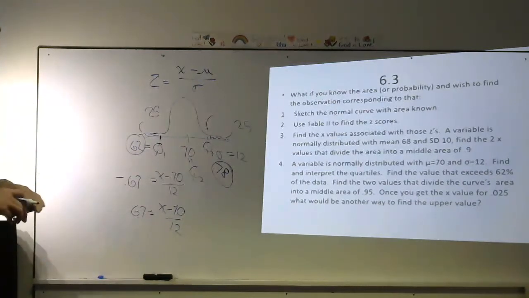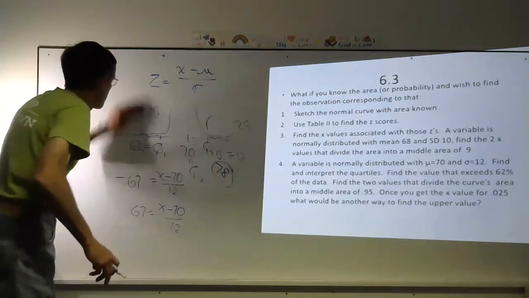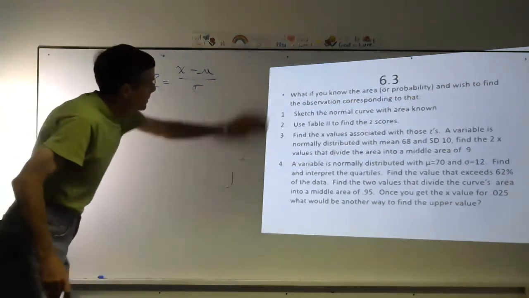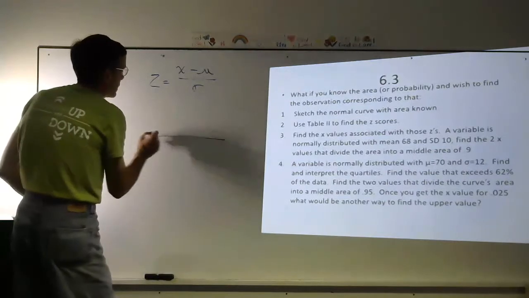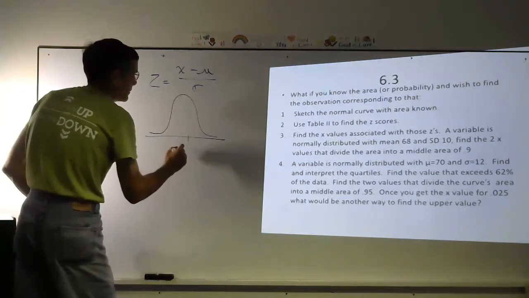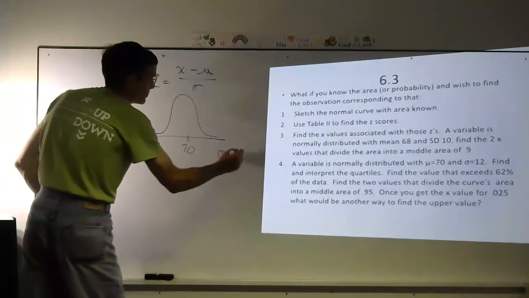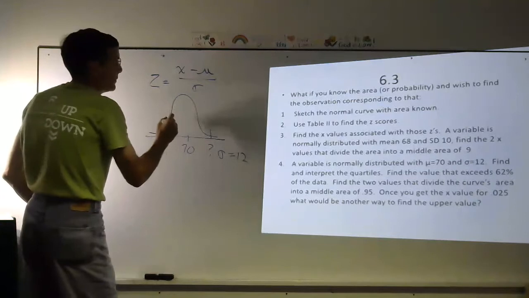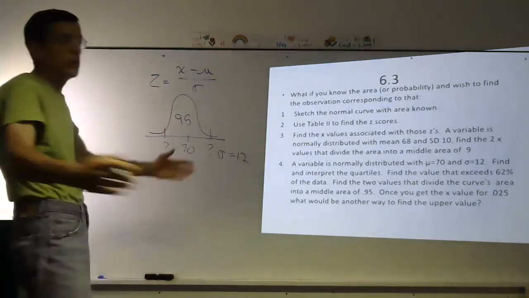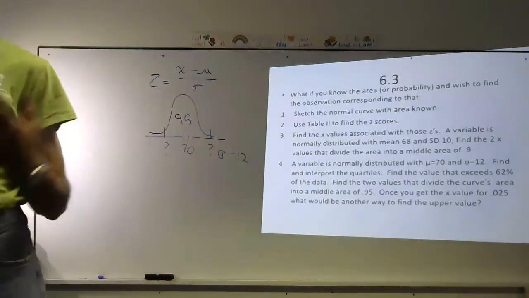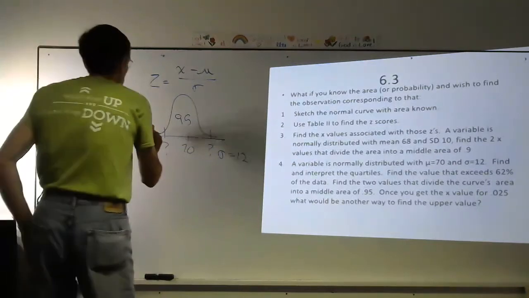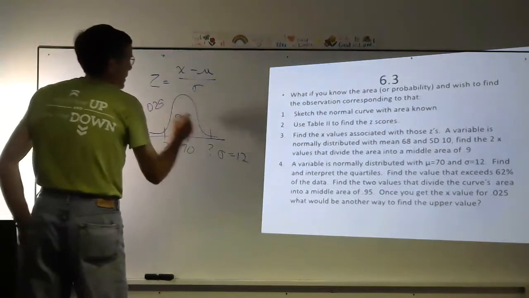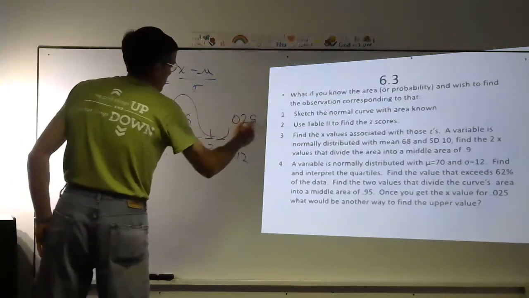Find two values that divide the curve's area into a middle area of 0.95. Let's do that again, and I will try to do it correctly. Here is 70, standard deviation is 12. We want to find the two values that give you 0.95 in the middle. If it's 0.95 in the middle, it is 0.05 left over. So there's my 0.025.